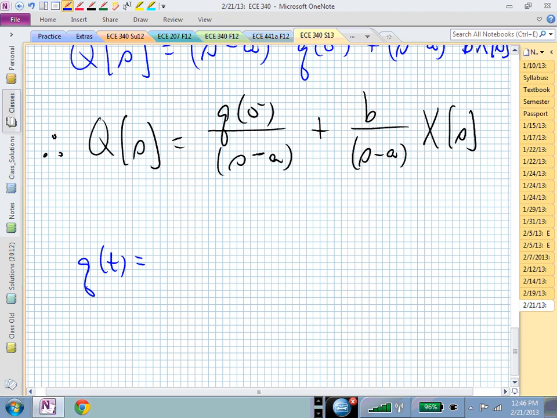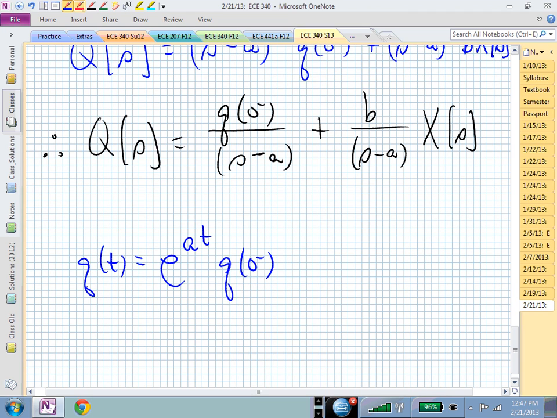What's the inverse Laplace transform of that very first term on the right? We have 1 over s minus a that we need to inverse Laplace transform. Q is just a constant, isn't it? That's our initial capacitor voltage. That's the initial condition. This now is e to the at times that initial condition.